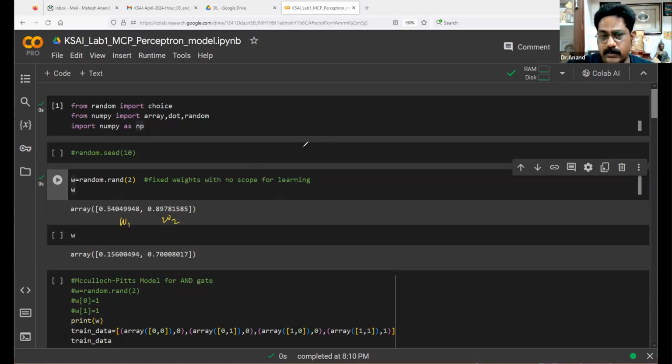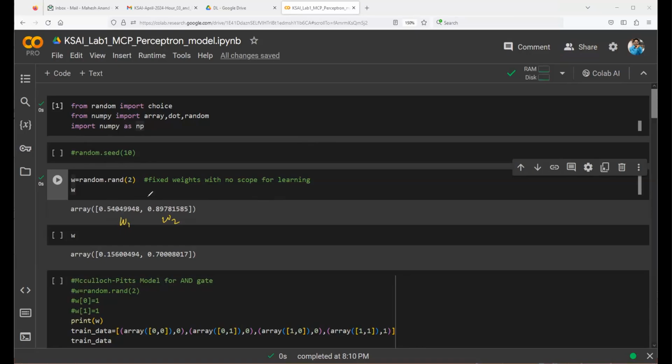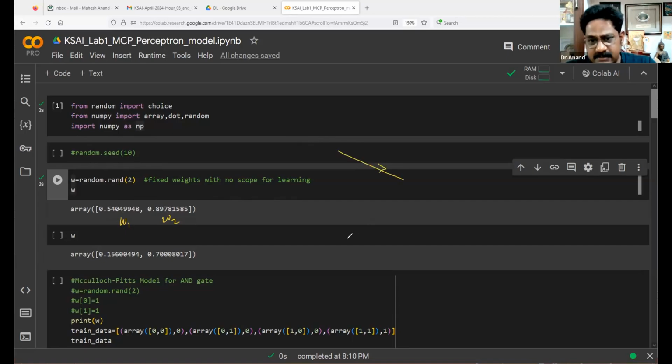I just wanted to leave some room for you to fix your own threshold. Okay, I just commented this out. Otherwise, if you want to have the same values, just uncomment it and set some random seed, and whatever values I generate, your values will also be the same. So it doesn't matter. Assume that I have started with these weights. That means my initial weights are like this.